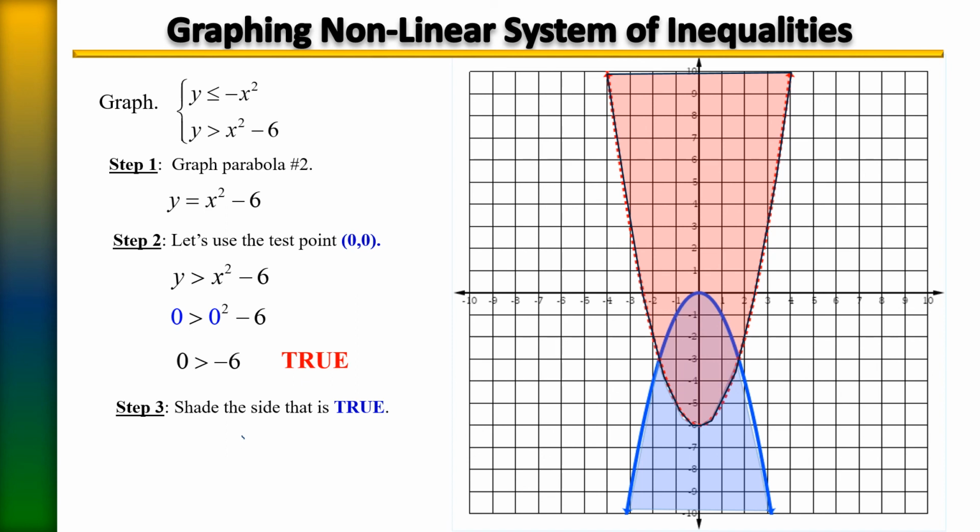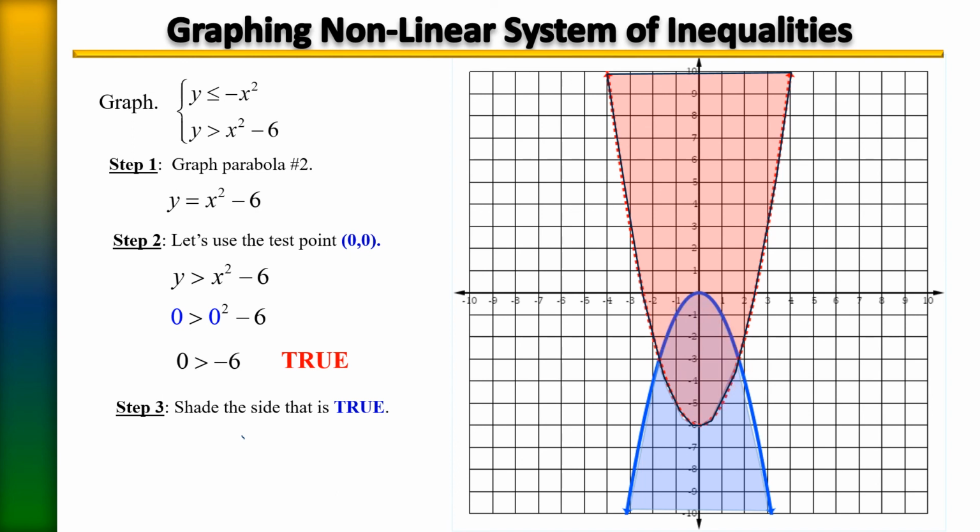Now it's time to determine the solution. So recall, when you have systems of inequalities, your solution is going to be the overlapping region. In other words, it's the region that you shaded the first time with the first graph, and then you also shaded again with the second graph. So as you can see here, this darkened region is where our solution lies.